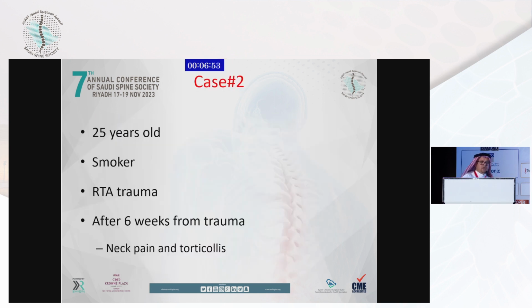Case 2, again, 25 years old, smoker, RTA. He was seen in his hometown. And after 6 weeks, they actually diagnosed him with an odontoid fracture. They offered him surgery, he refused. They put him in a collar, and he missed follow-up. He came to our clinic after 6 weeks. Again, neck pain and torticollis.